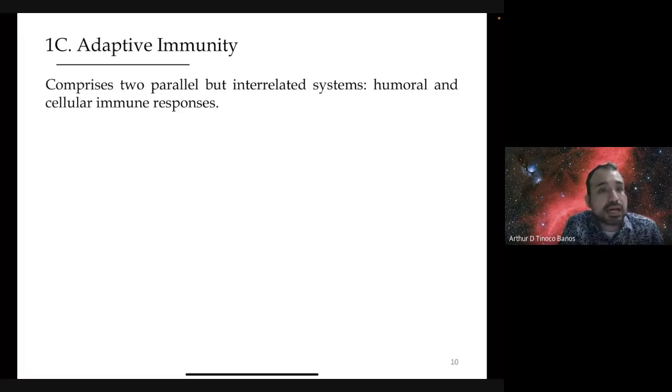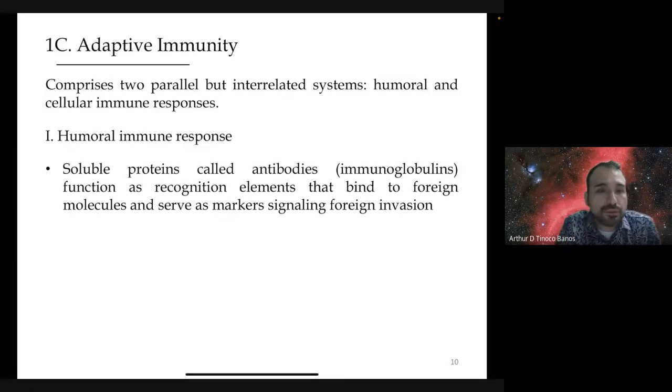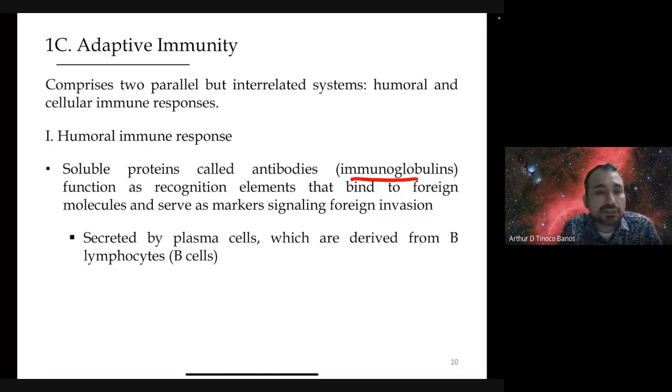Let's talk a bit about the adaptive immunity. Here we're talking about 2 parallel but interrelated systems, the humoral and cellular immune response. The humoral immune response consists of soluble proteins called antibodies, so essentially immunoglobulins, that function as recognition elements that bind to foreign molecules and serve as markers signaling that there is a foreign invasion. These are secreted by plasma cells, which are derived from B lymphocytes, or B cells.